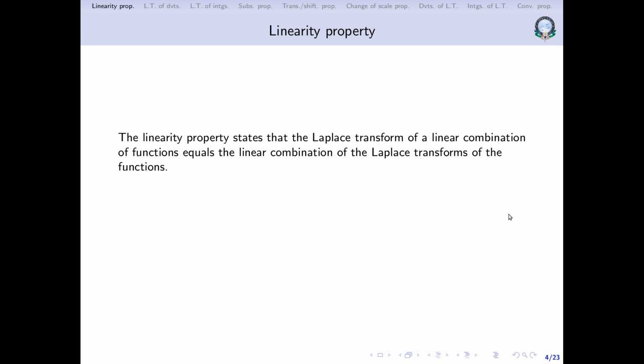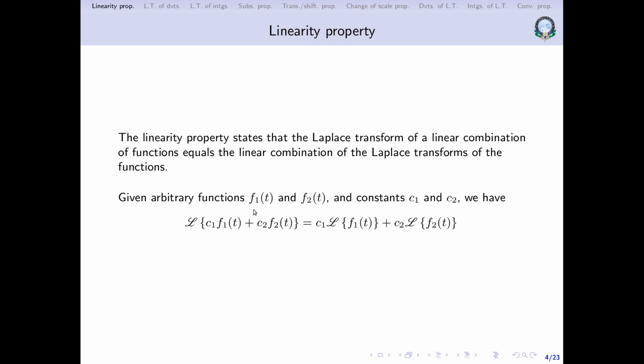Okay, so first is the linearity property. Very simple. It says that the Laplace transform of a linear combination of functions equals the linear combination of the Laplace transforms of the functions. So let's say I am having two arbitrary functions f1 and f2, and there are two constants c1 and c2. Then if I take a linear combination of these two functions, c1 f1 plus c2 f2, and then I take the Laplace transform of that linear combination, that is the same as taking the linear combination of the Laplace transforms of the individual functions. That is, the Laplace transform of f1 multiplied with c1 plus the Laplace transform of f2 multiplied with c2. So this is the linearity property, pretty basic.